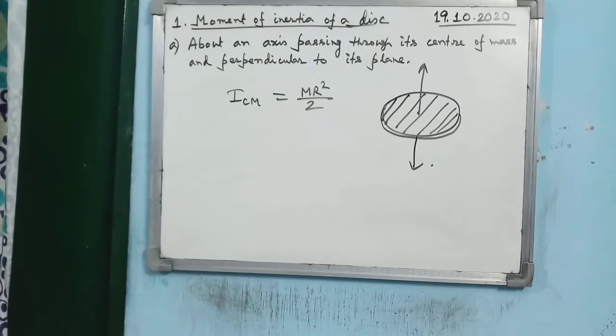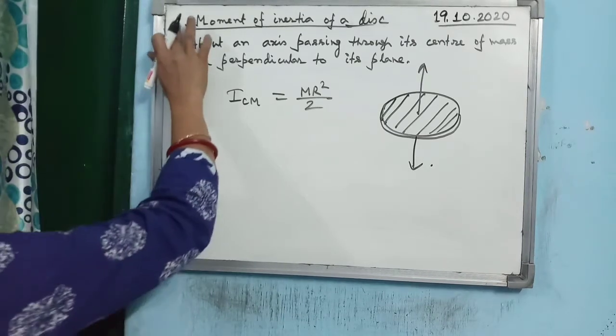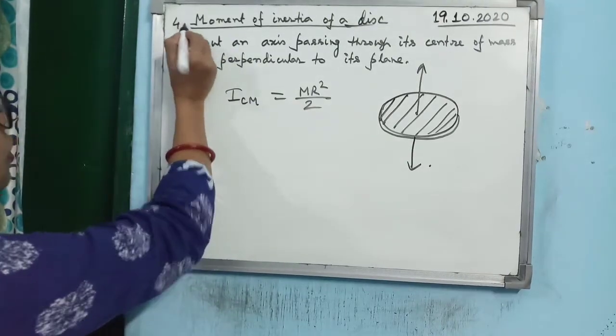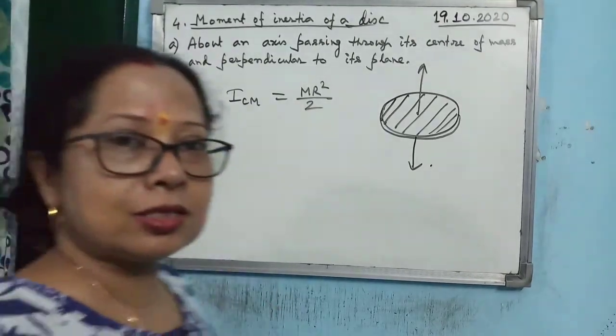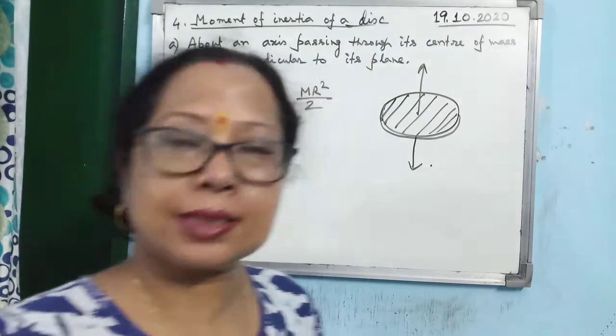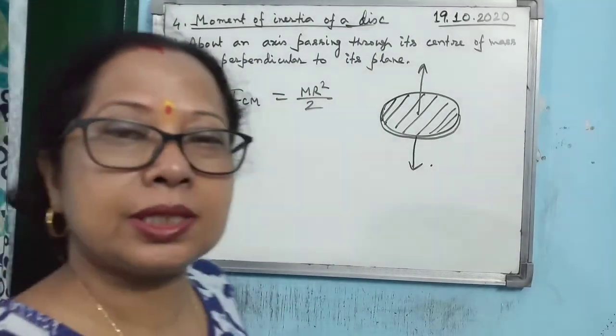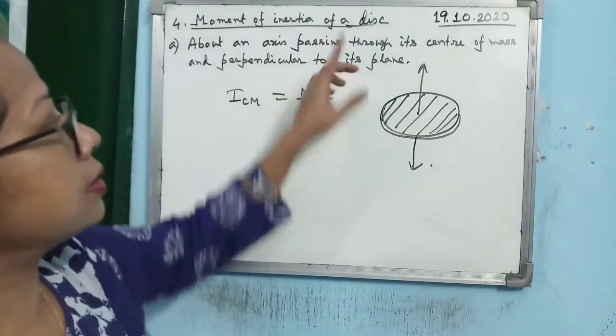Now next is moment of inertia of a disc. Oh, I forgot to change the numbers. First it will be 4, no? First it was rod, then rectangular lamina, second, third will be the ring. Please change the numbers, I forgot to change the numbers here. And the fourth one is the disc.